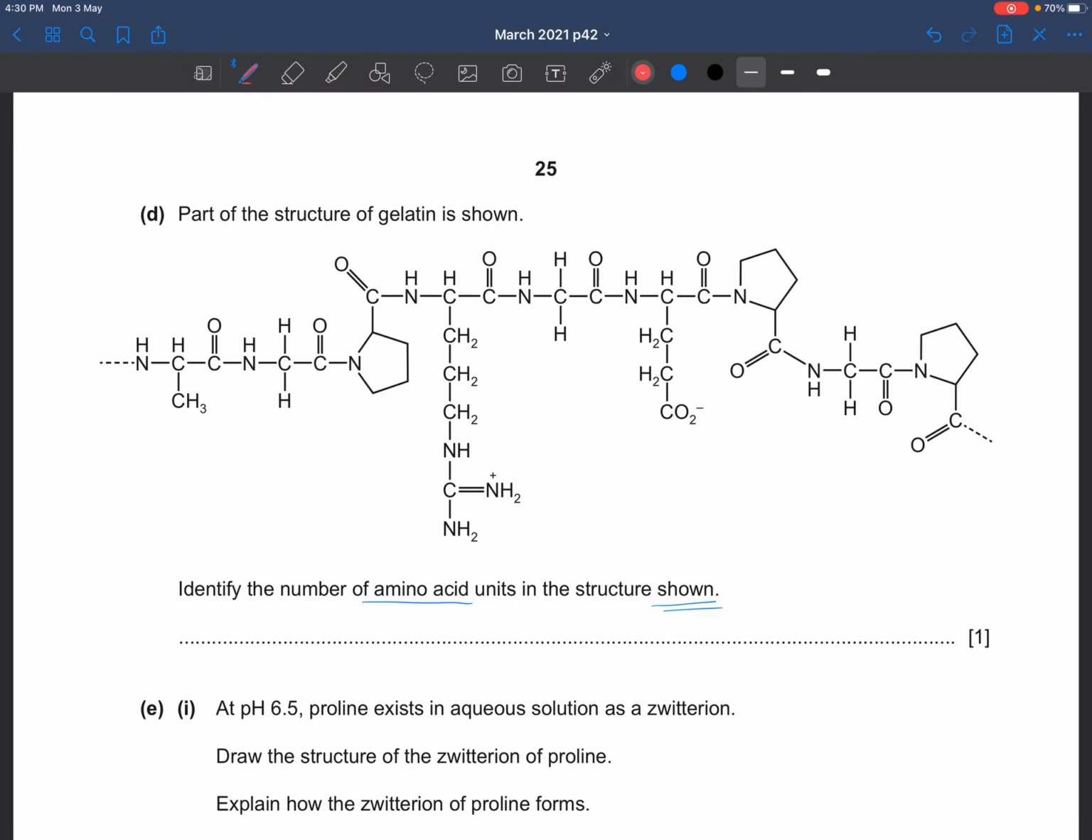We just have to break this structure at its linkages. So we have this first linkage here, then second one, third, fourth, fifth, sixth, seventh, eighth. So these are all linkages. Now let's count the amino acids: 1, 2, 3, 4, 5, 6, 7, 8, and 9. So total 9 amino acids in the structure.